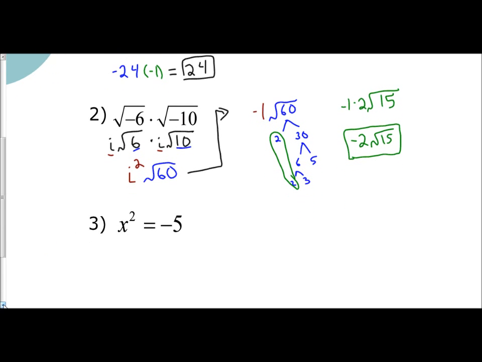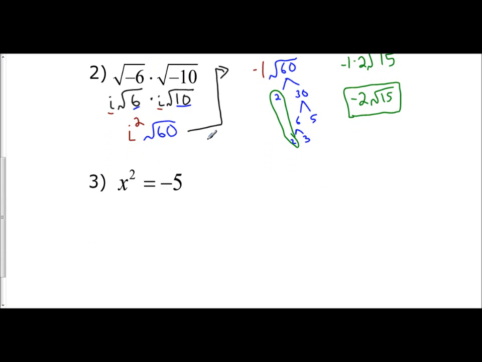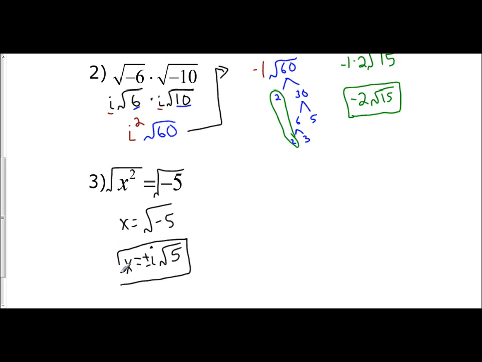Last one is number 3, x squared equals -5. If you want to solve this, what you would do is take the square root of both sides. Square root of x squared is x, so x equals the square root of -5. You need to pull the negative out, turn it into an i, and on the inside of the radical you have 5, which cannot be simplified. So x equals plus or minus i square root of 5. When you take the square root and you solve an equation, you have the positive and the negative values.